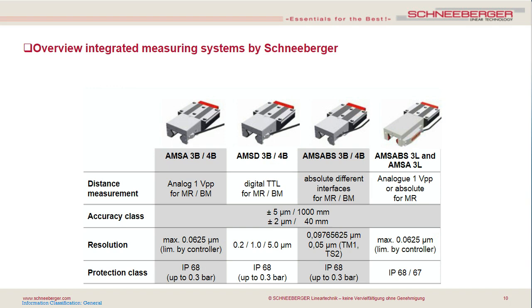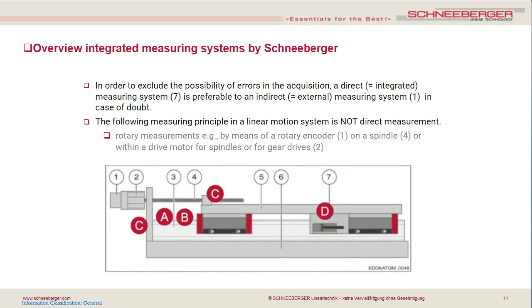In order to exclude the possibility of errors in the acquisition, a direct measurement, which is an integrated measuring system, is preferable to an indirect measurement, which is an external measuring system, in case of doubt.